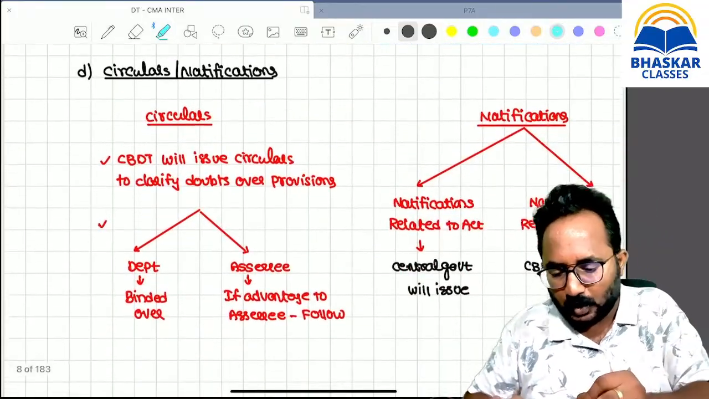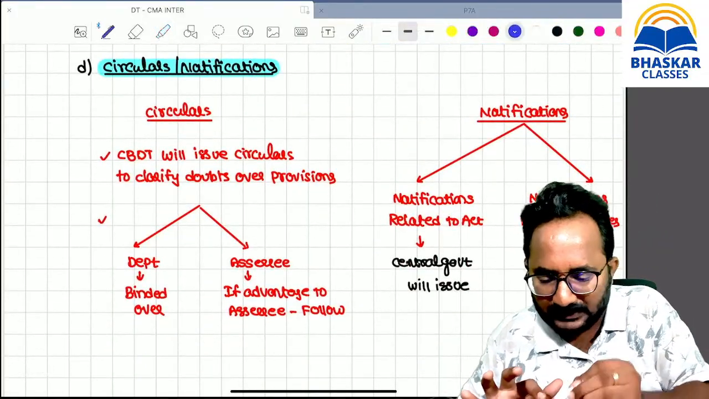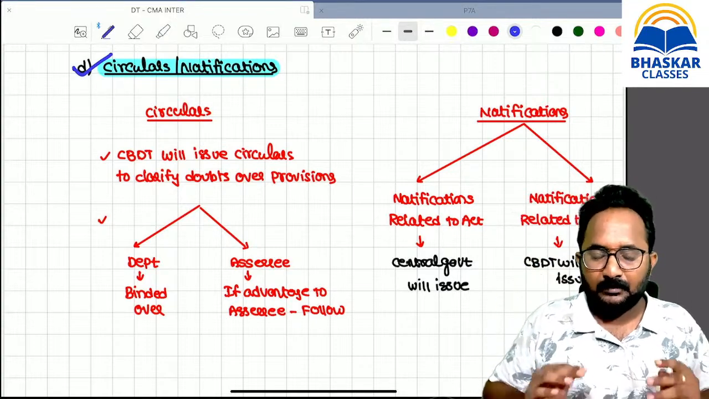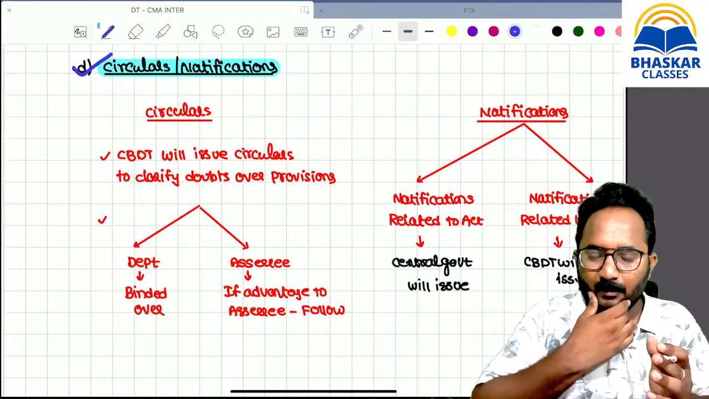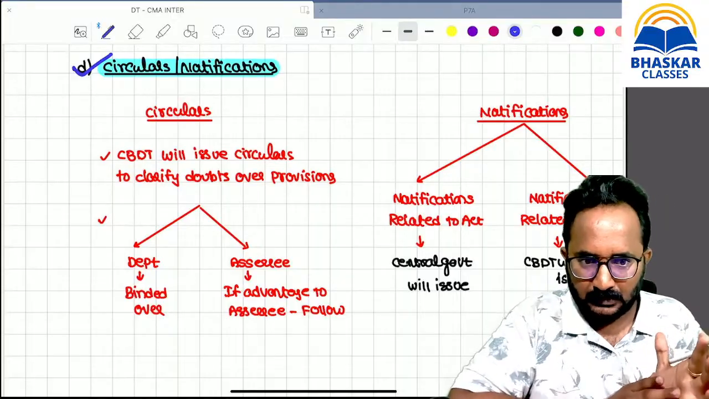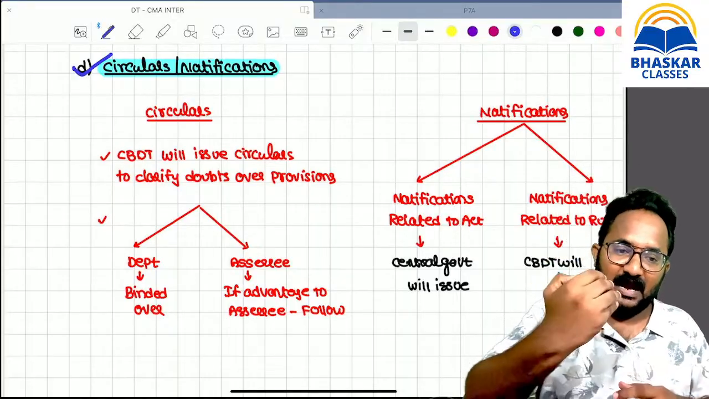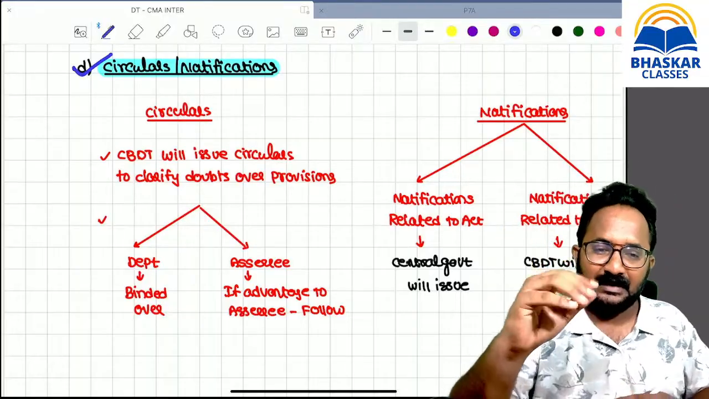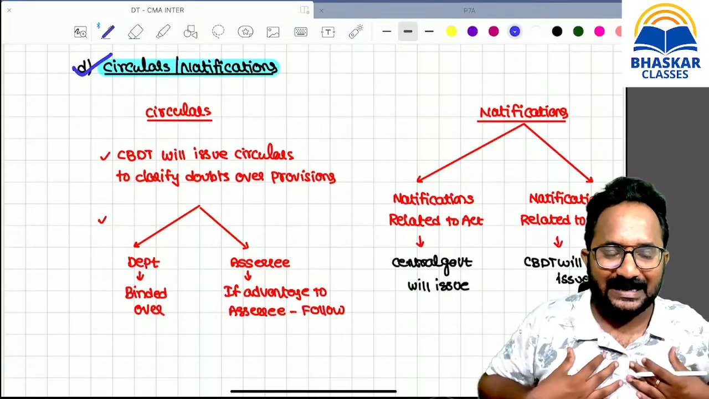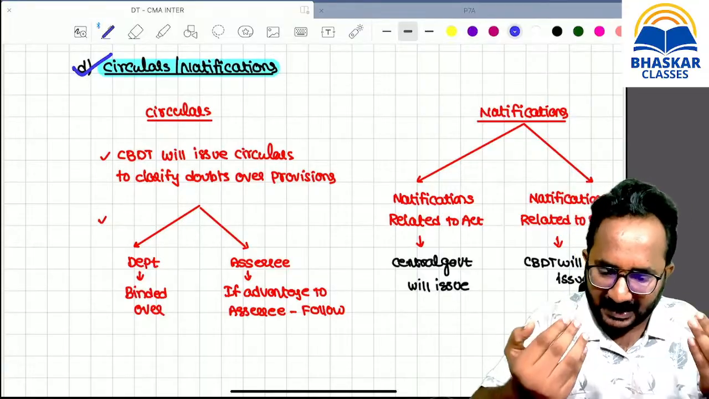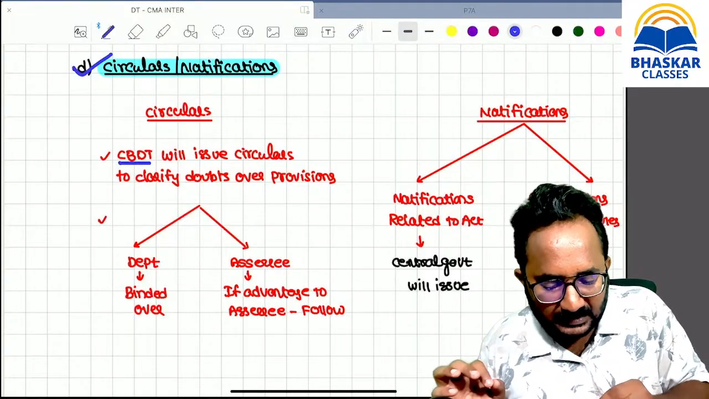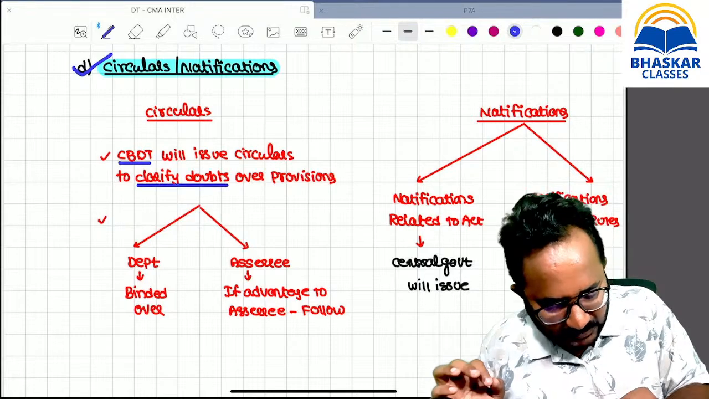Next, I want to talk about circulars and notifications. What do you mean by circulars and what do you mean by notifications? For example, one provision is introduced with conditions, but the conditions may not be understood by the Assessee, who has a doubt. Or a TDS provision is newly introduced, and the Assessee doubts whether it is applicable to him or not. That's why CBDT will issue circulars to clarify the doubt over the provisions.